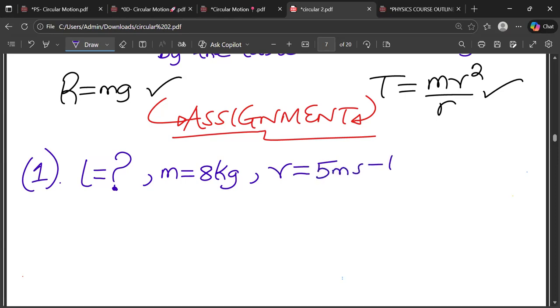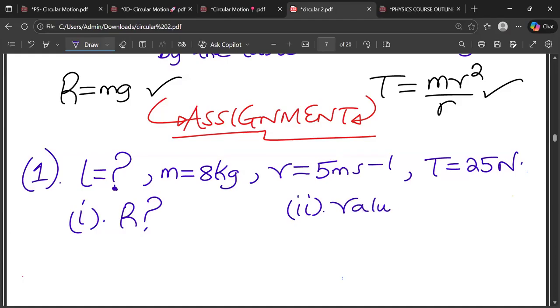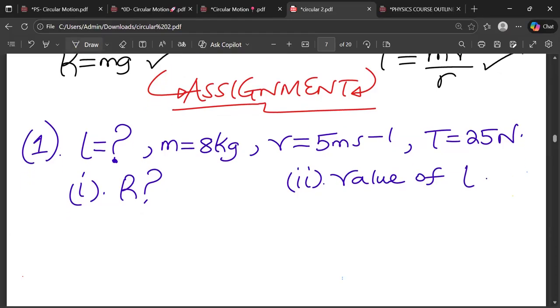Hope you're listening. If the tension in the string is 25 newtons, so they are giving us the tension in the string this time round, T is 25 newtons. Roman 1: find the force exerted on P by the table, so they want R. Then Roman 2, they're asking for the value of L. So that is number 1.